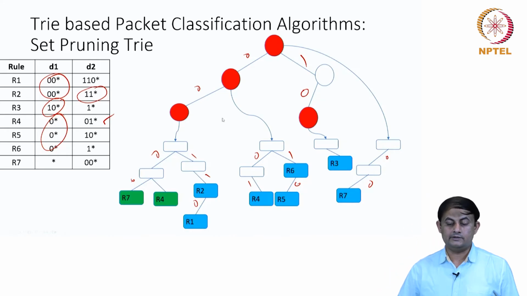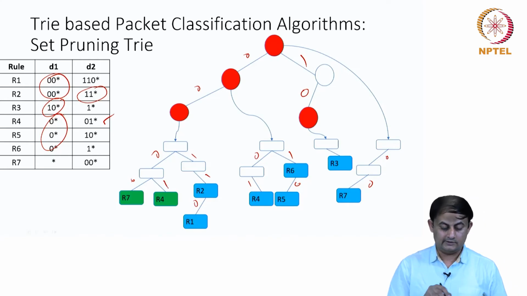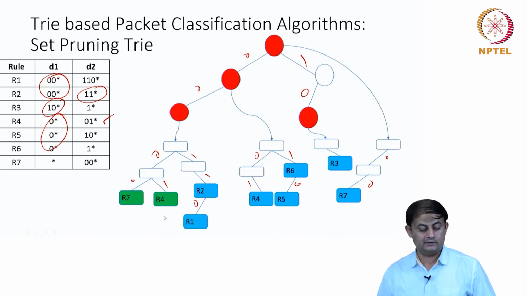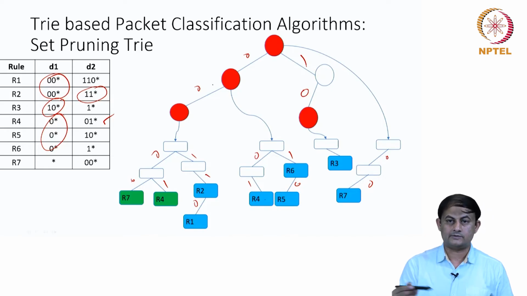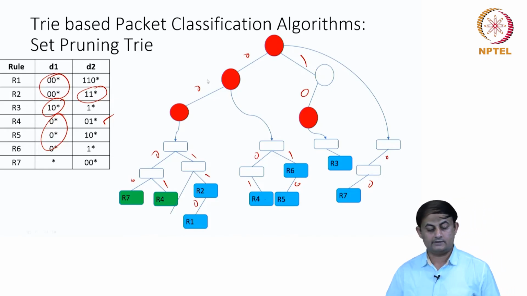And if you happen to read 00 followed by 01 at the second level, then that is classified with the rule R4. R4 says 0 star. So 0 are here, R4 is here. So 00 star is actually a subset of the 0 star. That's why we are replicating it here.